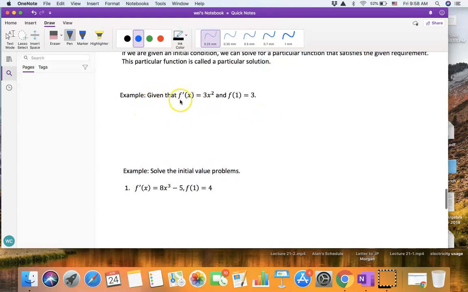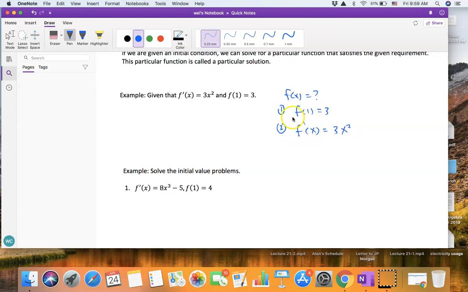For example, here we are given this differential equation, and we're given this condition. So this condition tells us for the function f(x), when x equals 1, the function value is 3. And the derivative of that function is 3x squared. So we are asked to find what is this function. Which function f(x) will satisfy these two conditions? One condition is the function value is 3 when x equals 1. The second condition is the derivative of the function is 3x squared.